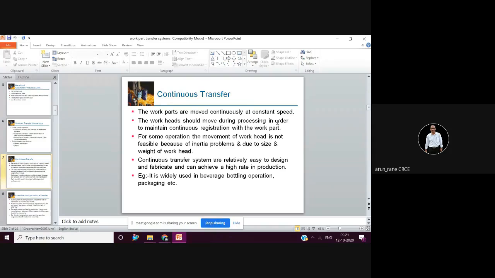The bottling plant is again a typical example of a continuous transfer line. Packaging is again an example of a continuous transfer line.